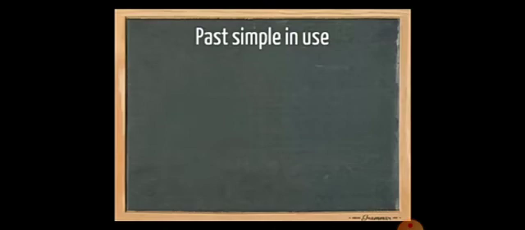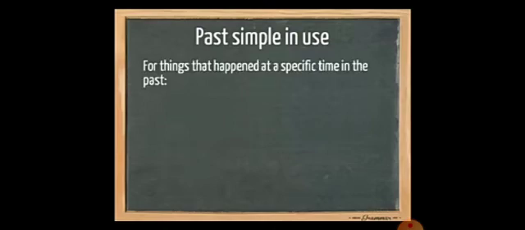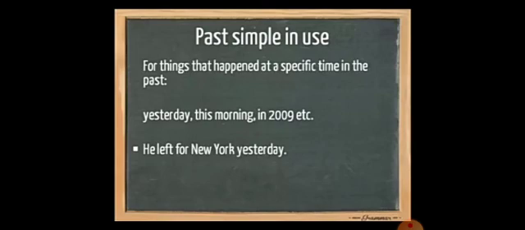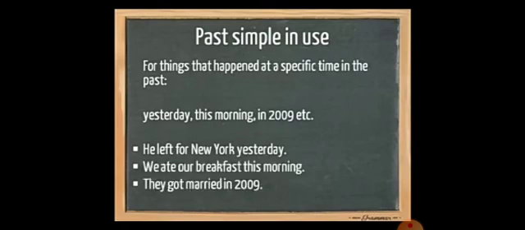Now let us see the past simple in use. We use the past simple for the things that happened at a specific time in the past. So we need to know when it happened. For example, yesterday, this morning, or in 2009, etc. He left for New York yesterday. We ate our breakfast this morning.